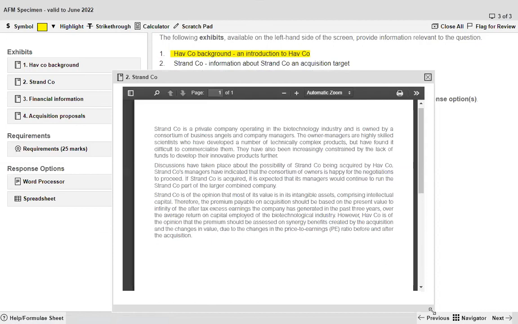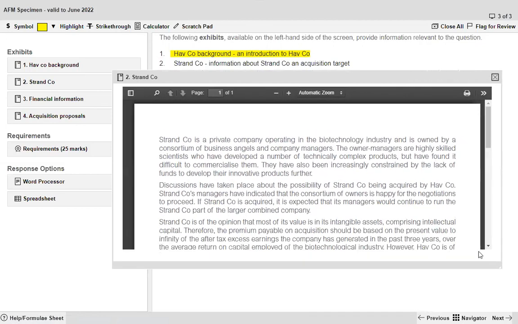Now let's talk about the Strand company. It says the Strand company is a private company operating in the biotechnology industry and is owned by a consortium of business angels and company managers. The owner managers hire highly skilled scientists who have developed a number of technically complex products, but have found it difficult to commercialize them. They have also been increasingly constrained by the lack of funds to develop their innovative products further.